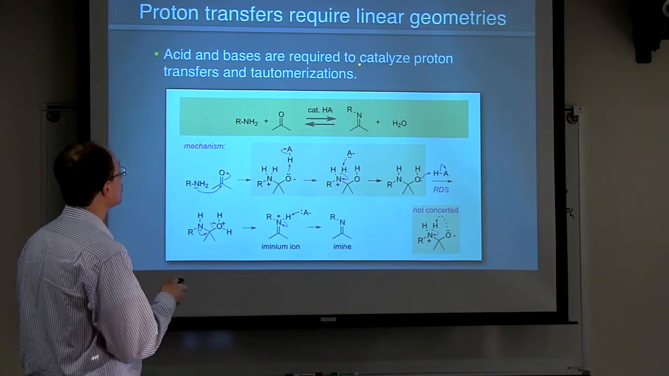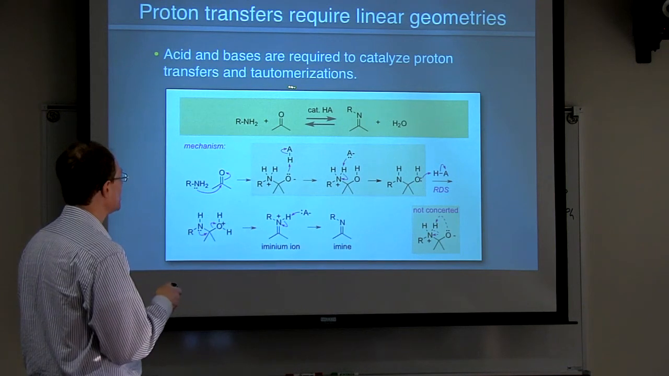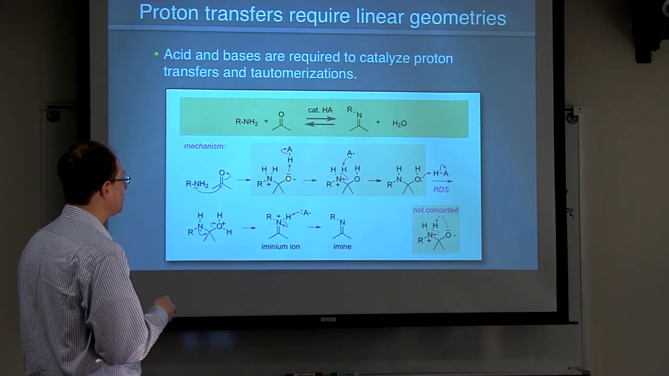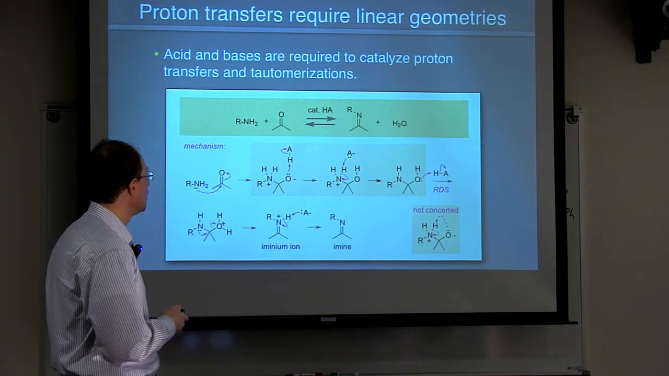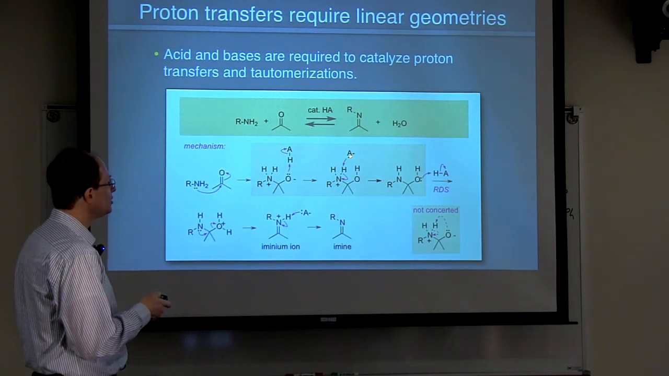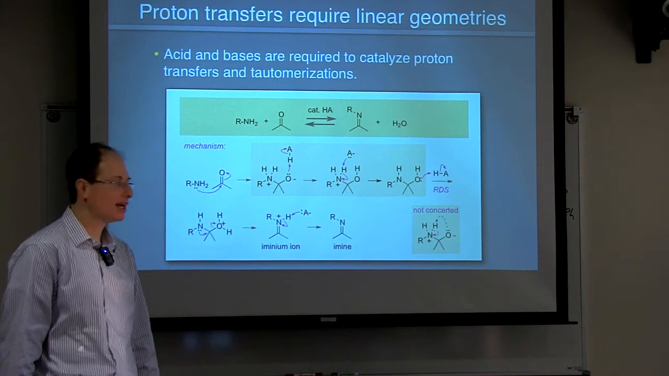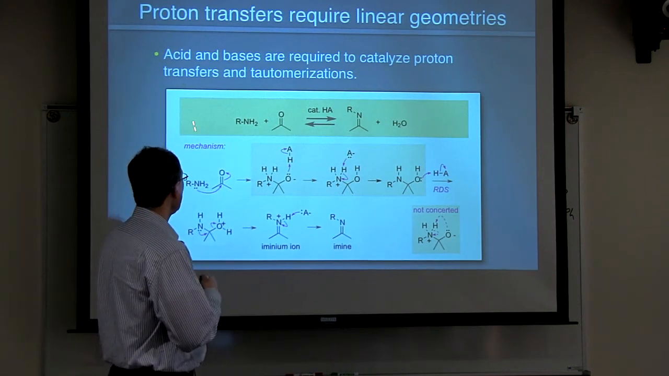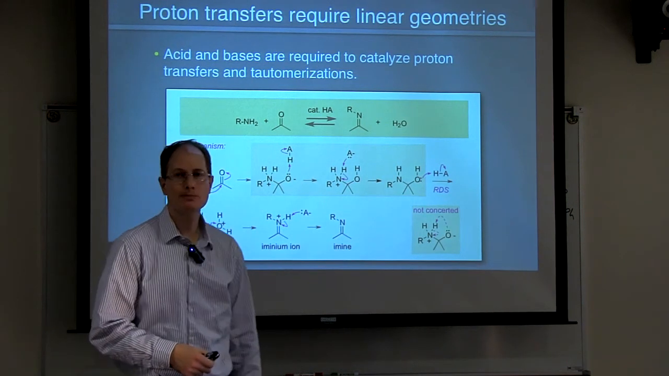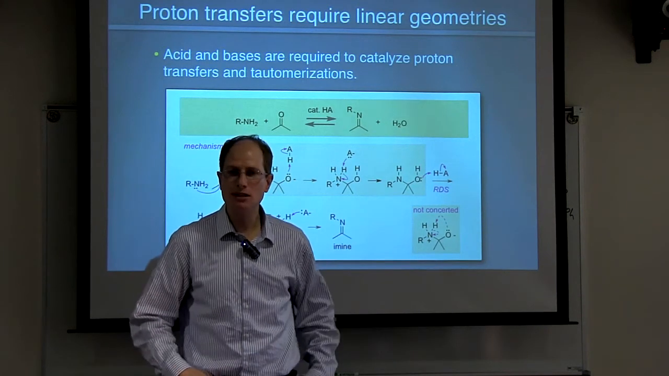So acids and bases are required to catalyze proton transfers and tautomerizations. So instead of showing it like this, the correct way to depict this would be to show the oxygen picking up a proton from a catalytic acid, and then in turn the conjugate base of this acid acts as a base to deprotonate the neighboring positively charged nitrogen, the ammonium ion. In all cases, we're going to see that acids and bases are required to catalyze these proton transfers. And that turns out to be a general rule.